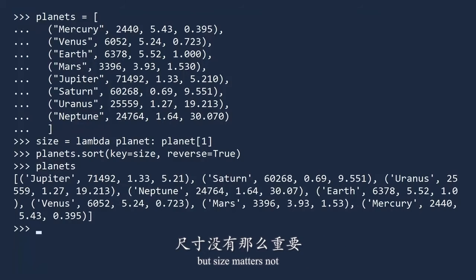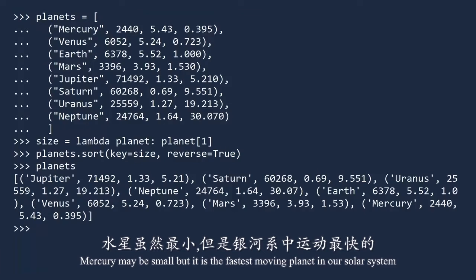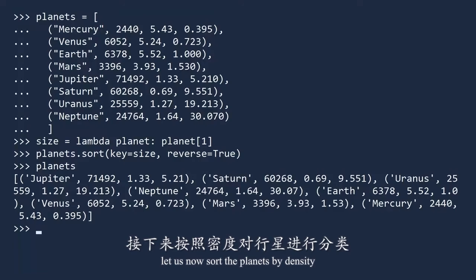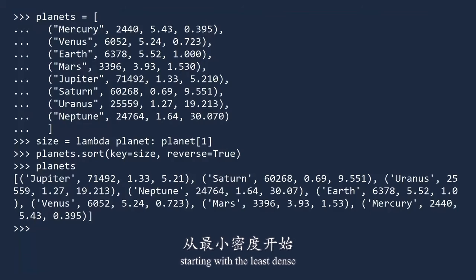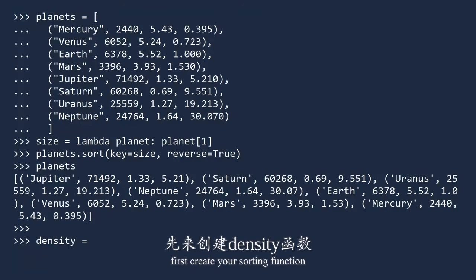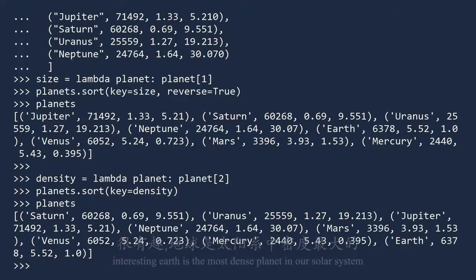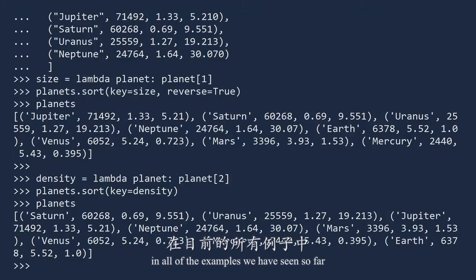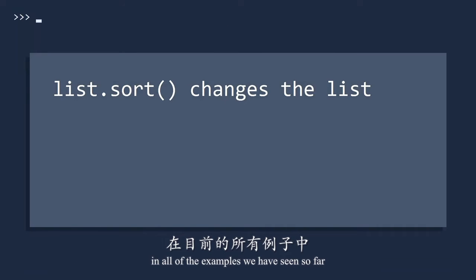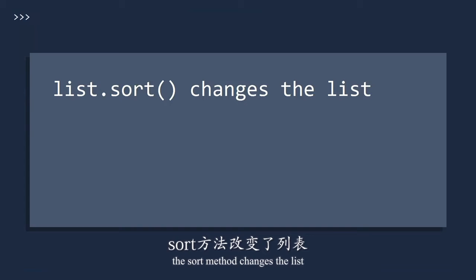But size matters not. Mercury may be small, but it is the fastest moving planet in our solar system. Let us now sort the planets by density, starting with the least dense. First, create your sorting function. Then call the sort method, with the sort key equal to the density function. Interesting. Earth is the most dense planet in our solar system. Take that, Jupiter.